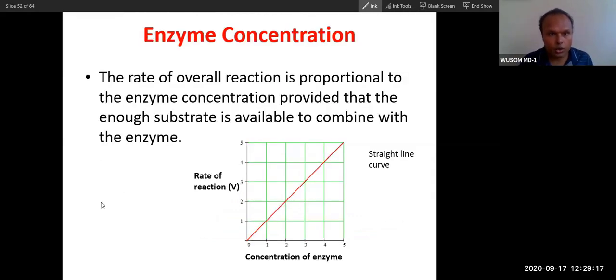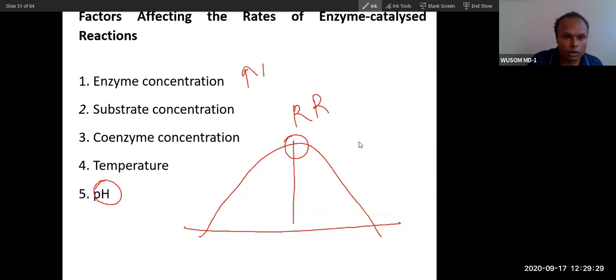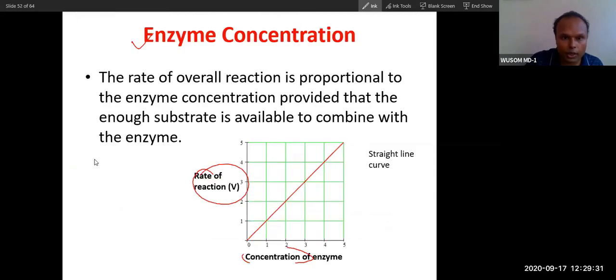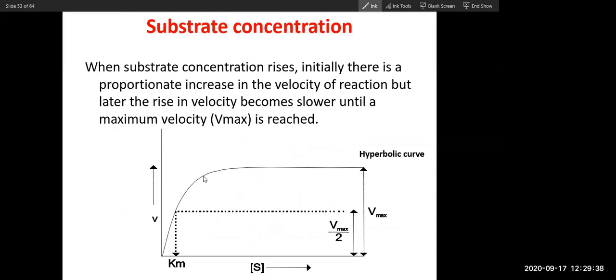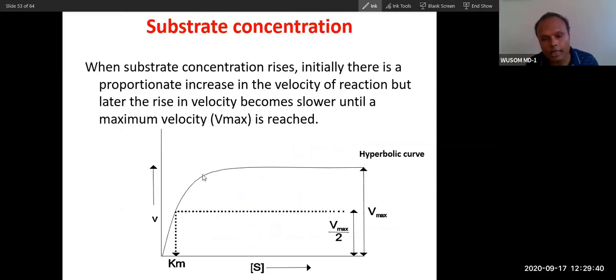Let's talk about this. Give me only 1-2 minutes. Enzyme concentration: you can see if you increase enzyme concentration, then the rate of reaction will increase. The more important are the last 2, temperature and pH. And if you increase the substrate concentration, then the rate of reaction will increase up to a certain degree, then it will be stagnant. I will talk about this in detail in the next class on enzyme kinetics.